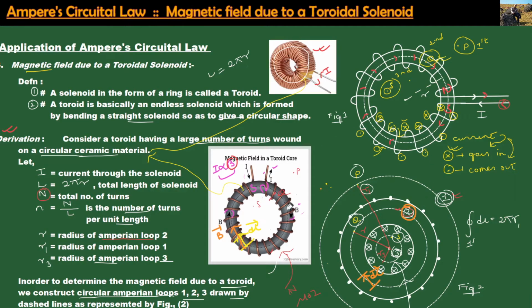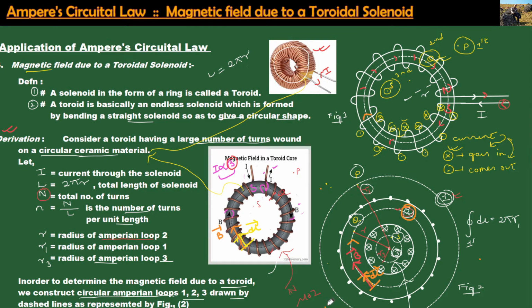Since the direction of the magnetic field is in this direction, this will be the direction of the magnetic field. So it is obvious that if I draw a tangent across this element, that will give us the direction of the magnetic field, which means that the direction of the magnetic field and the direction of this element dl are in the same direction.